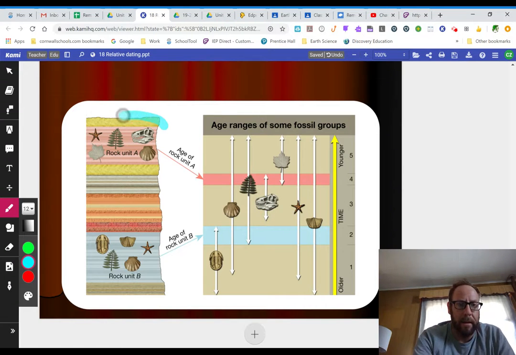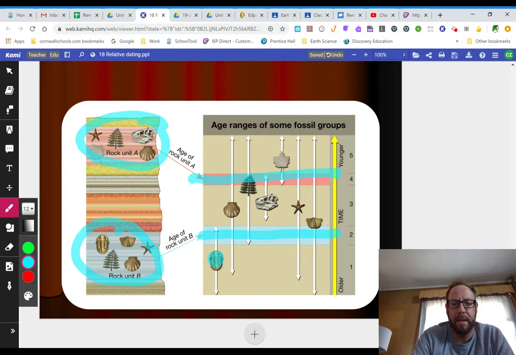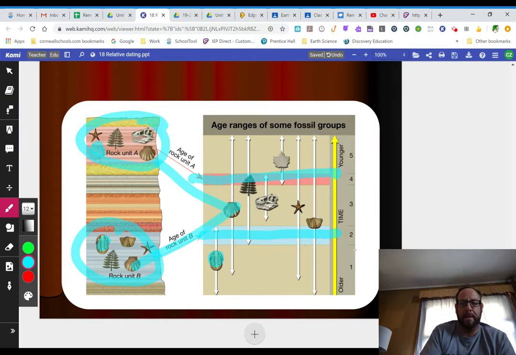So this is how we correlate it. We can look at fossils in rock unit A and determine they came from this time span. And we can look at rock unit B and see these fossils, there's our little trilobite buddy, and determine they must have come from this time span. Because other fossils only existed in certain times, we know they must have only existed in certain time spans. And that's how index fossils work.